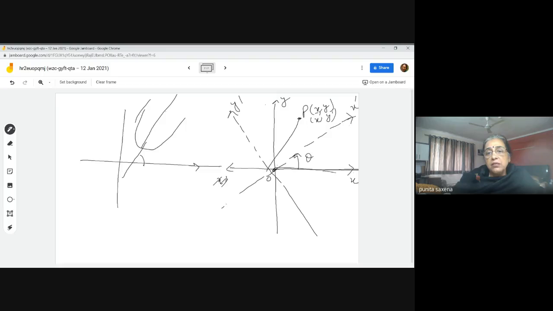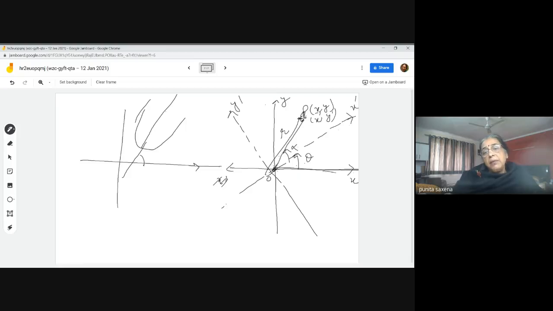Say supposing this OP, I'm sorry, आज मैंने ना गलत experiment शुरू कर दिया. OP is R, okay? And say supposing this angle is alpha now. Now you know the difference between theta and alpha? Your theta is the angle of rotation of the coordinate axis, okay? And alpha is basically your angle which this radius vector OP makes with the x dash y dash axis, okay?